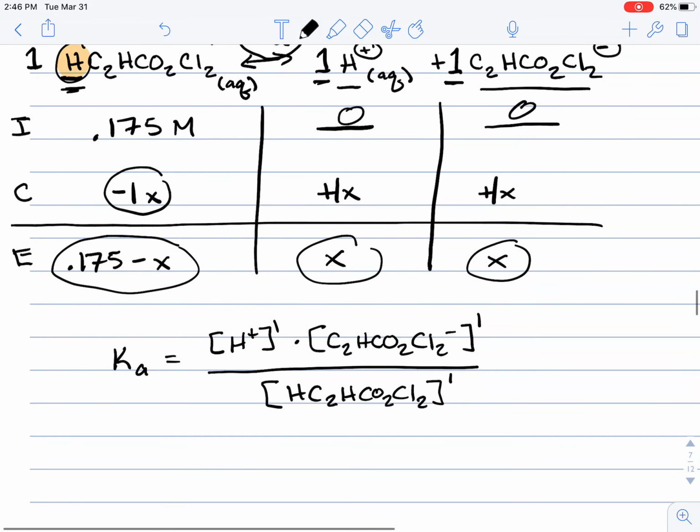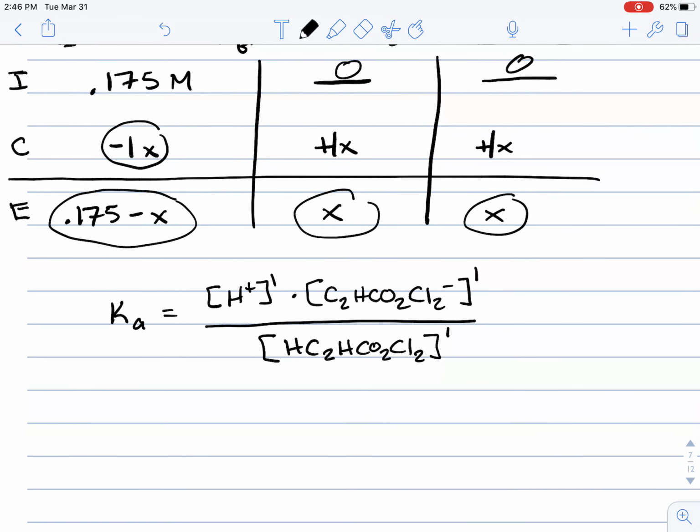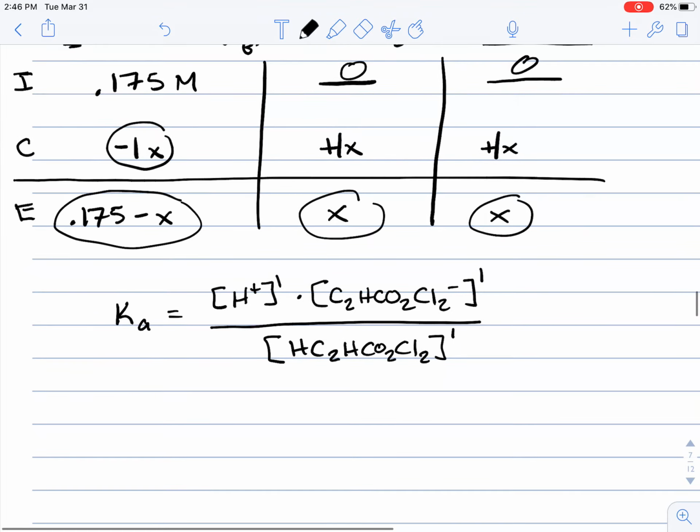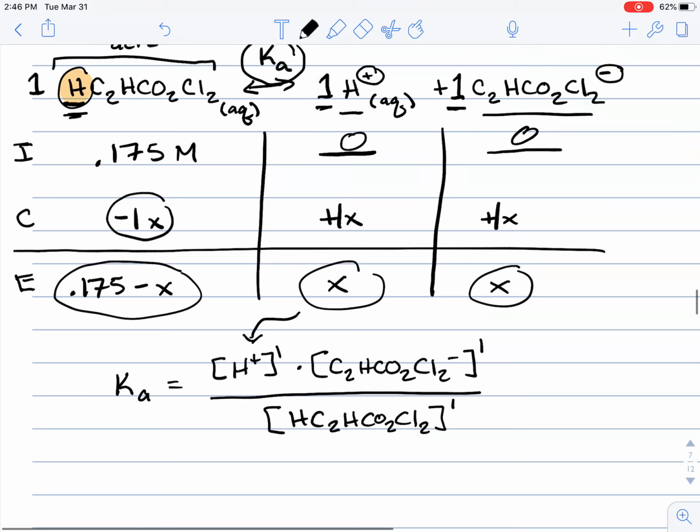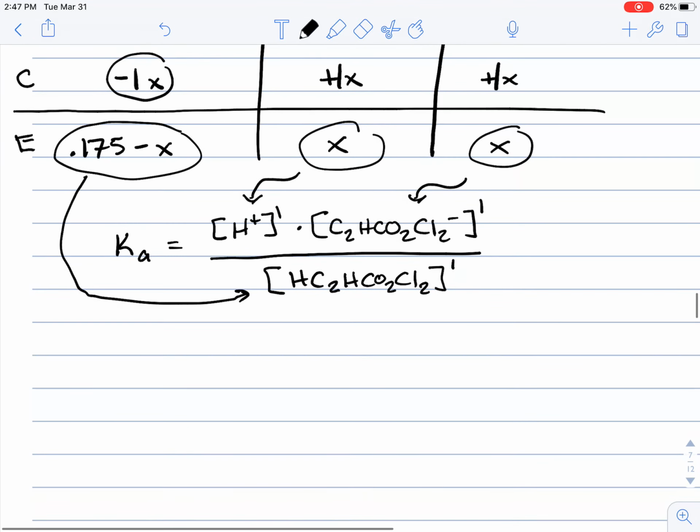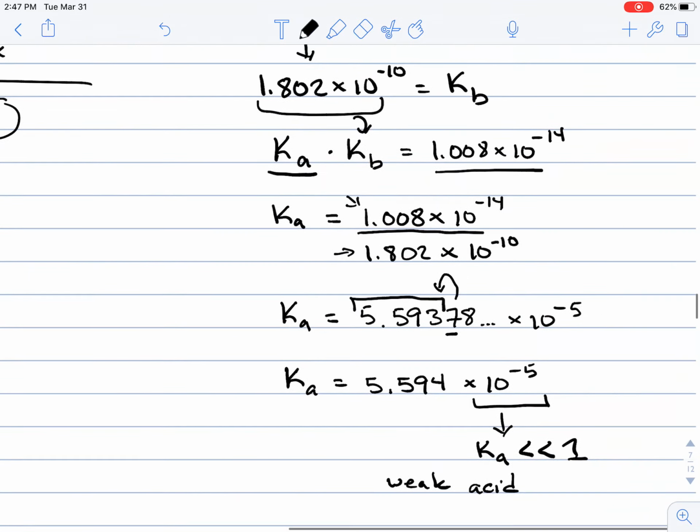So now that we have the mass action expression, or the equilibrium law, for this specific reaction, we're going to replace all of these reactant species and products with what they represent at equilibrium. In other words, we're going to plug in x into hydrogen, we're going to plug in x into the conjugate base of dichloroacetic acid, and then we're going to plug this expression into dichloroacetic acid. We're also going to plug in the value for Ka, which we just solved for here.